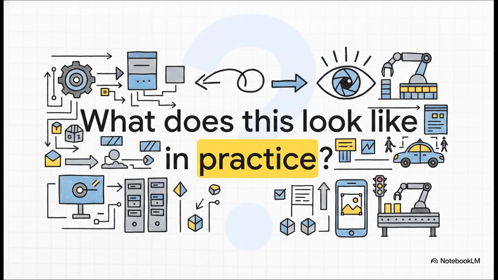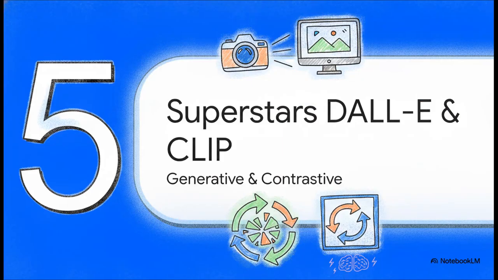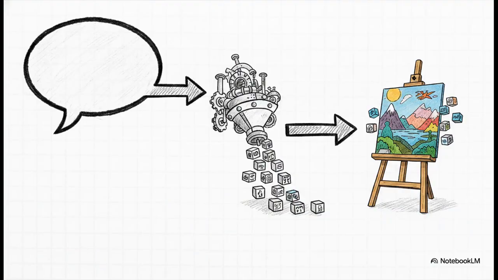Okay, we've talked a lot about the theory and the computer science behind all this. But what does all of this complex architecture and training actually look like when you let it loose in the real world? Section 5. Superstars. DALL-E and CLIP. Let's see how all this math builds up into the famous AI celebrities that have been making headlines. First up is DALL-E.